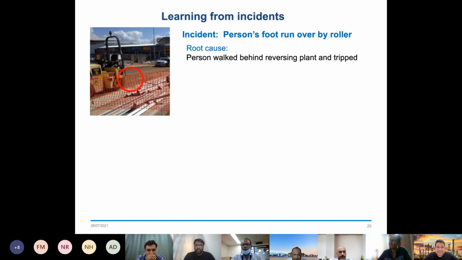So this is just a scenario to show you some learnings, where we have moving equipment, a roller on the side, and a work area where people are working around, and it resulted in a person's foot being run over by a roller. We're going to discuss what could have resulted in this incident, just to initiate the discussion. The person walked behind the reversing plant and tripped. So that was the root cause. What are the contributing factors to this event?